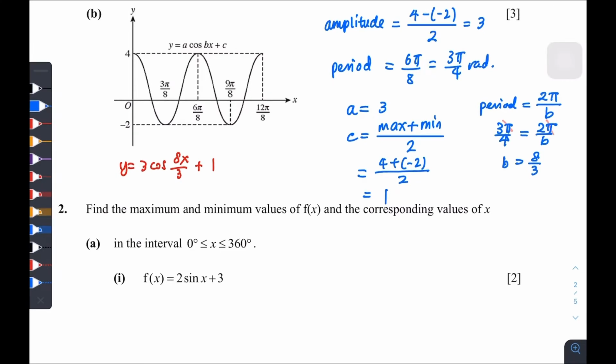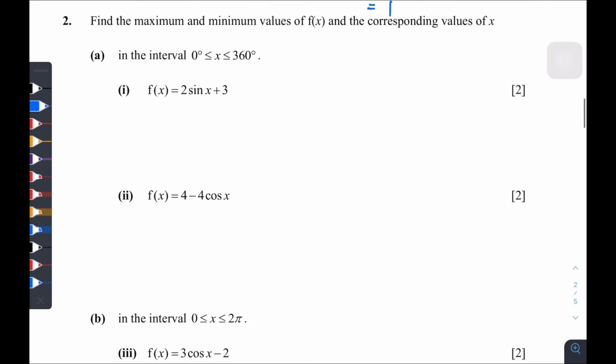Okay, moving on to question 2. Question 2 is rather easy. We just need to find the maximum and minimum values of f(x) and the corresponding values of x in the interval of 0 to 360. The first one will be in degrees. Finding the maximum and minimum is very easy.